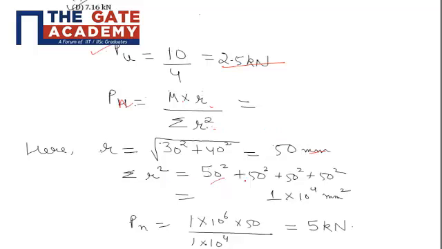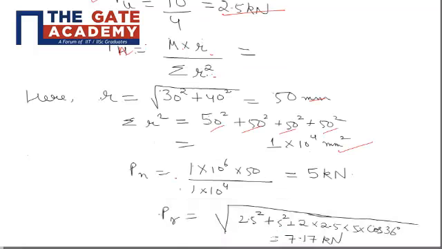Summation R square will be 50 square plus 50 square plus 50 square plus 50 square for 4 bolts, that is 1 into 10 to the power 4 mm square. So Pn comes out as 1 into 10 to the power 6 into 50 upon 1 into 10 to the power 4, which comes out as 5,000 Newton or 5 kilonewton.